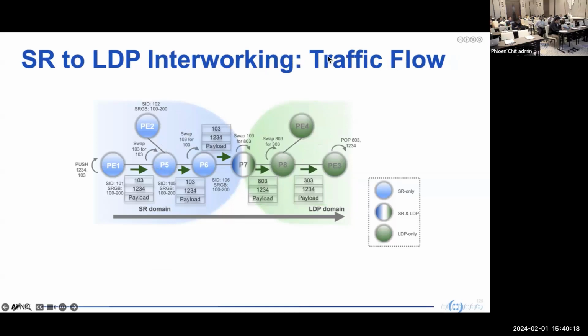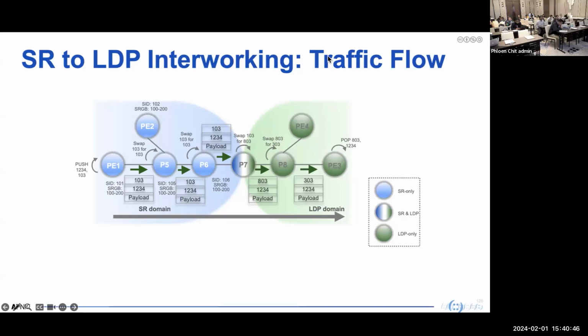The actual traffic forwarding will look like this. From PE1 to P7, the SR labels will be used for forwarding. And when the packet arrives at P7, it will swap from SR label 103 to the LDP label of 803. Then from P7 to PE3, LDP labels will be used for forwarding.